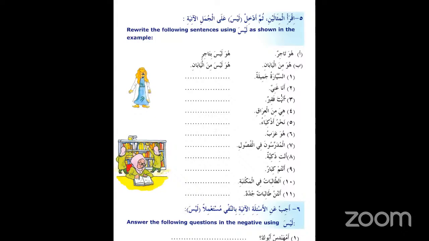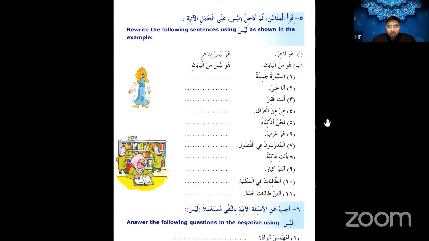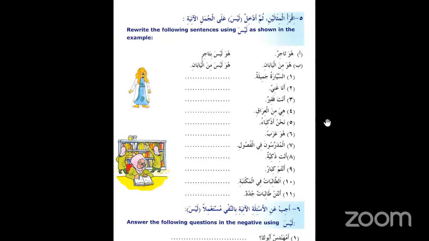Ana ghani. Ana laysa bighani. Anta faqir. Ana lastu. Shabnam, ana lastu bighani. And it changes from laysa? Go back again. Oh, okay, because lastu is I. Ana lastu bighani. Anta, ana lastu. Faqir. Yeah. Sorry. That's fine.